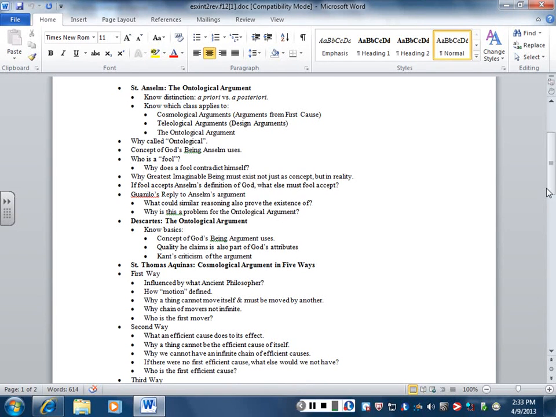Well, the arguments fall into several categories. I think it's good to know just what categories some of these arguments fall into. But first, you see 2 Latin terms, a priori and a posteriori. And these are terms that don't just relate to these arguments.